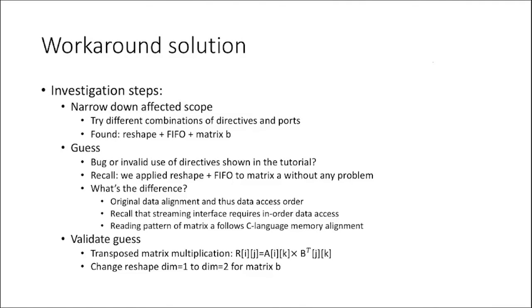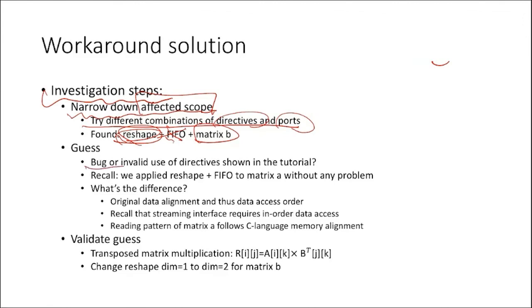So this is my workaround solution and my investigation steps. First, I try to narrow down the affected scope. I try different combinations of directives and ports, and finally I found whenever we use reshape, not necessarily FIFO, whenever we use reshape on matrix B, I encounter the COSIM mismatch. So I start to have some guesses here. But recall that we apply reshape and FIFO to matrix A2 without any problem.